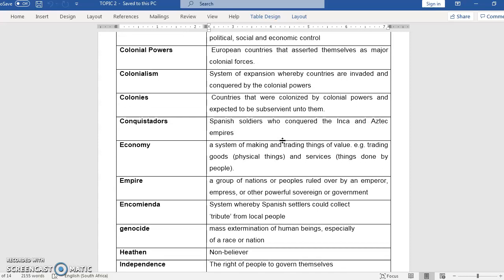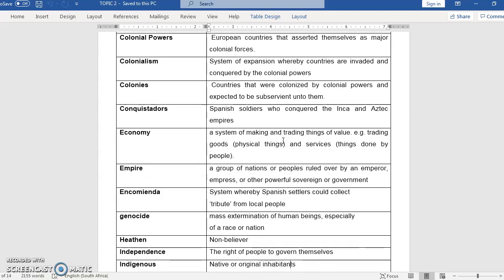Encomienda, which will come a little bit later in the unit, is basically a system whereby Spanish settlers could collect tribute from local people. You will remember I did explain what a tribute was in the previous unit. It's basically when you go to a group of people and demand that they give you money in return for something or other. So in this case, the local people that were conquered by the Spanish had to give money over to the Spanish.